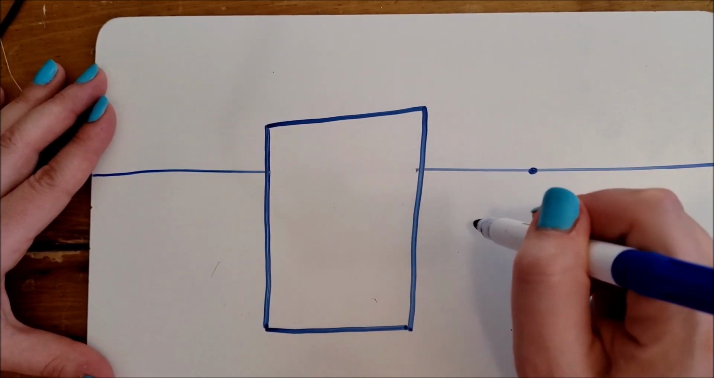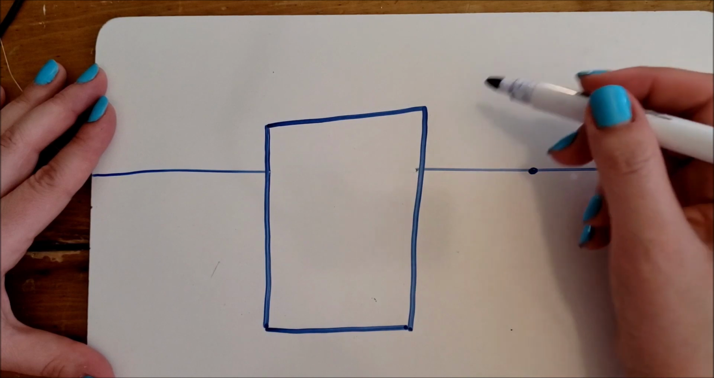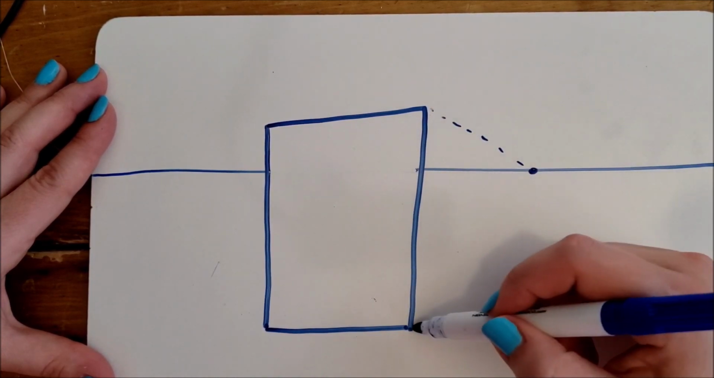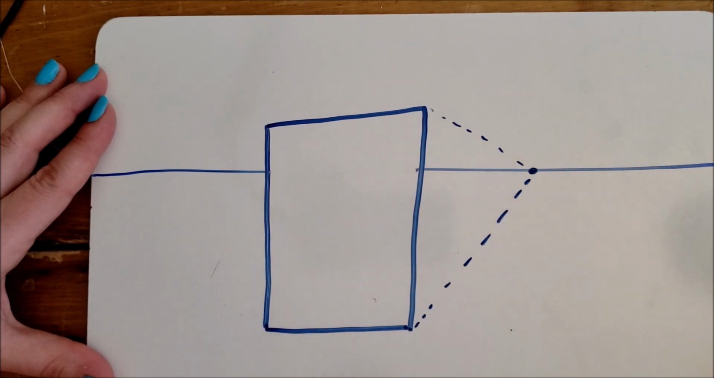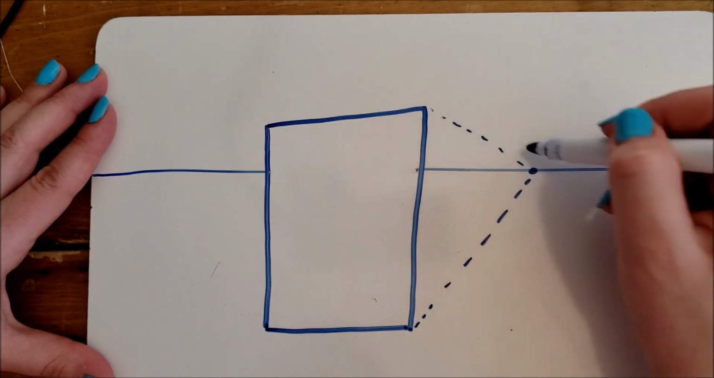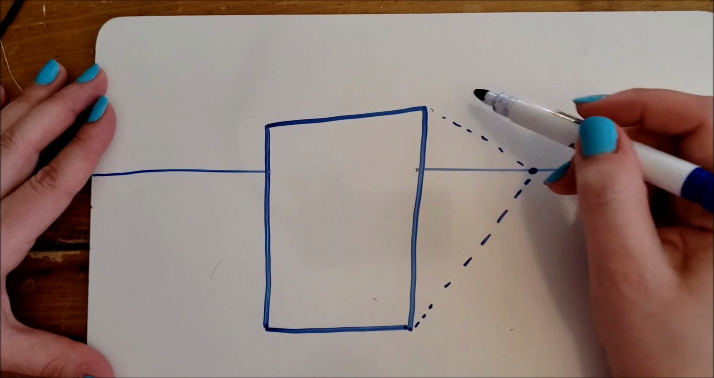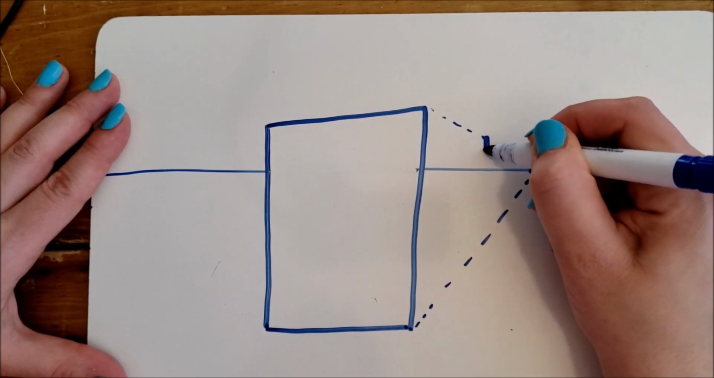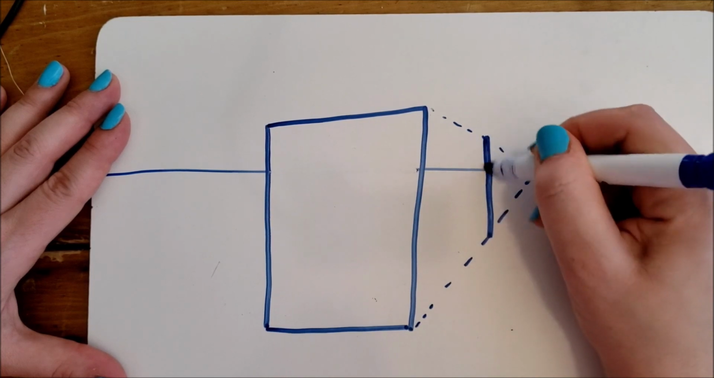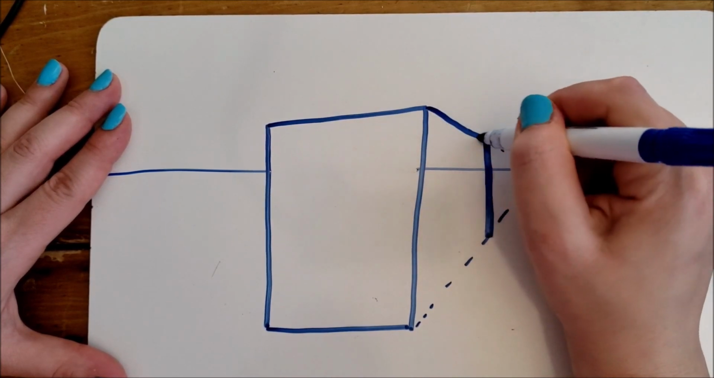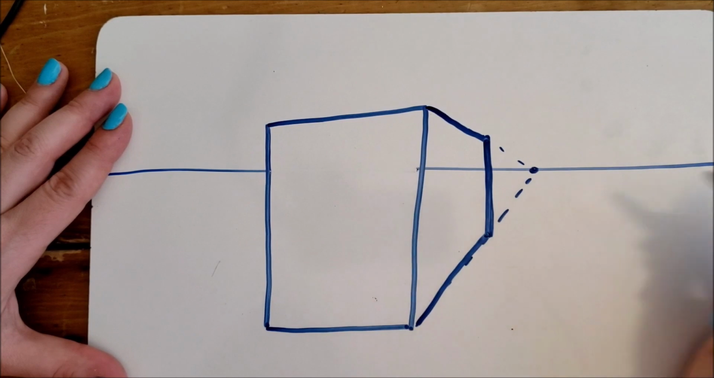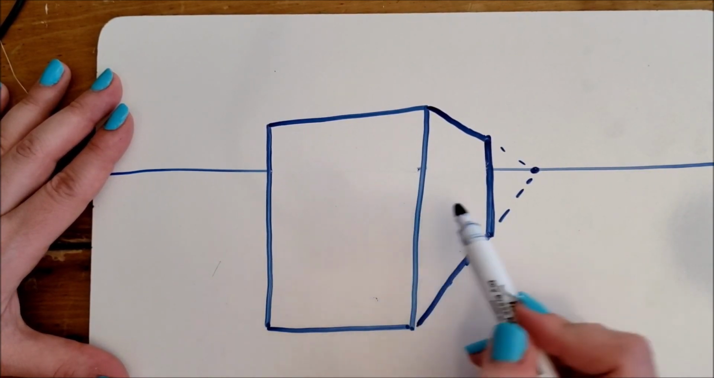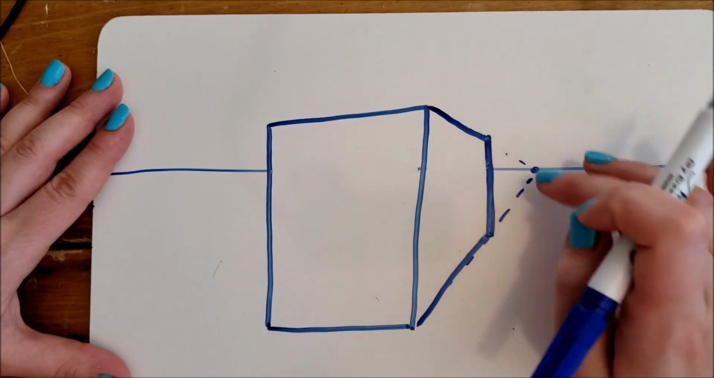Now, to draw this side of the house, if I have little imaginary lines that connect back to that point, that's going to give me the angle of the side of the building. So I'm going to draw the back where the building ends, and then I'm going to draw this line and this line, and then I can erase. So we have the front of the building and we have the side of the building.